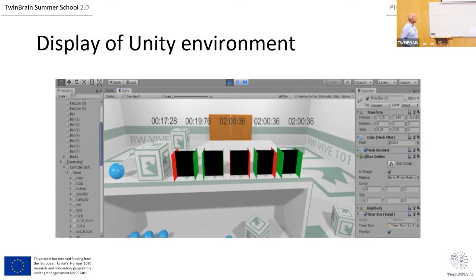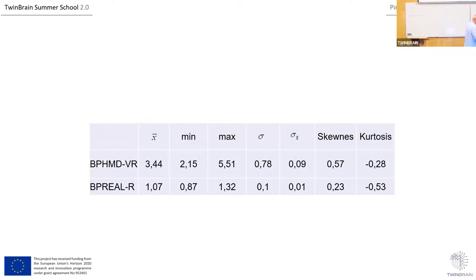Okay, let's see this one. It's a descriptive part, a very basic one. Just to remind you, this is the short name for these two instruments: this is the virtual instrument, and this is the real instrument. These are the arithmetic means, minimum and maximum of the time, standard deviation, skewness, and kurtosis. Looking at these basic numbers, you can see the big difference between the time of subjects' speed in the virtual environment and the real environment. You can also see a big difference in the standard deviations between virtual and real environment.